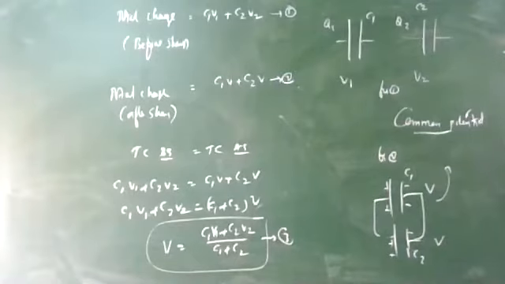Write this equation 5 times in the copy. V equal to C1 V1 plus C2 V2 divided by C1 plus C2. During this process, I repeat, there is no charge loss, but there will be energy loss in this. Okay, equation number 1, write 5 times in the copy.